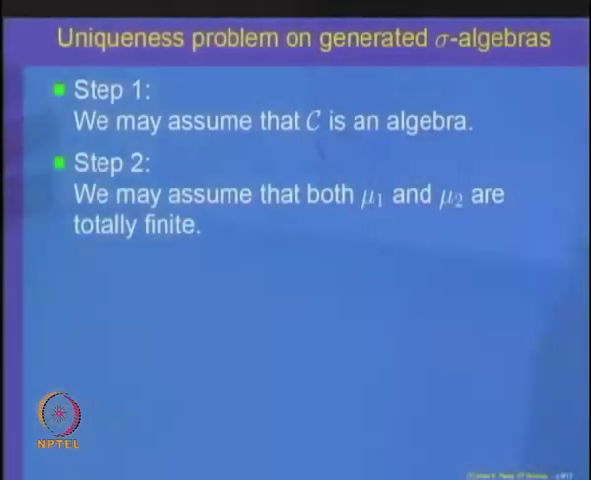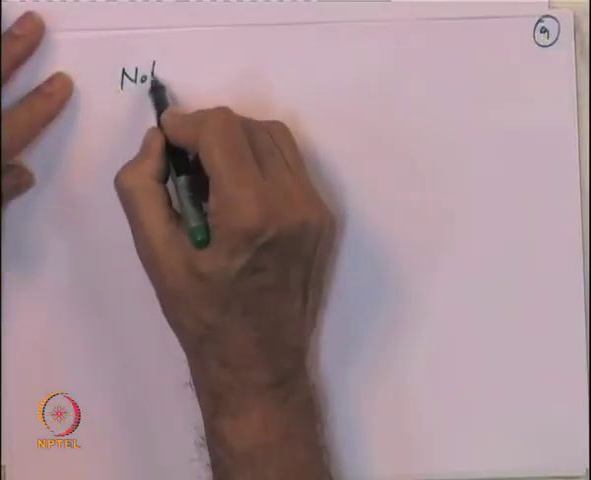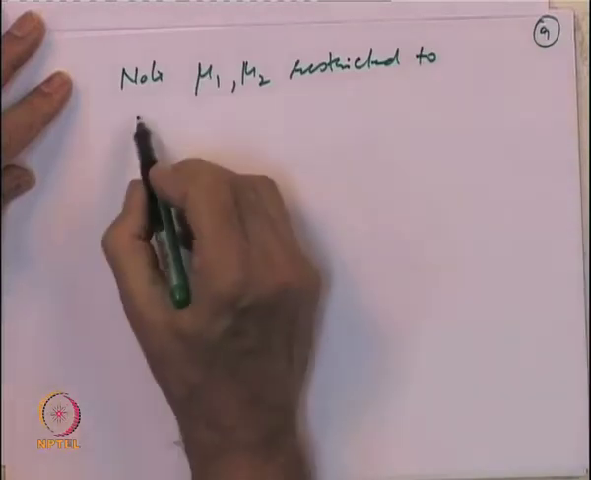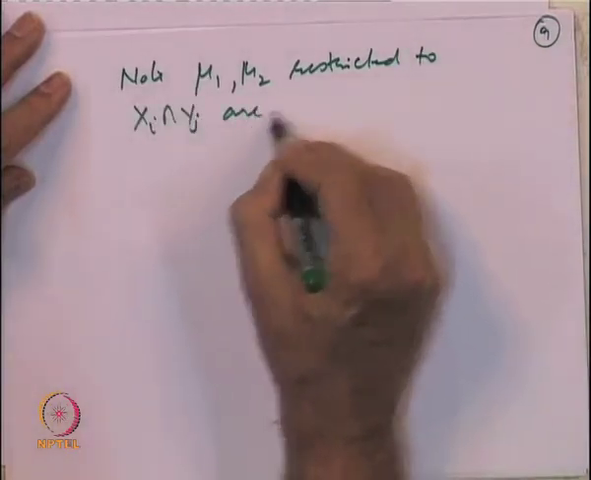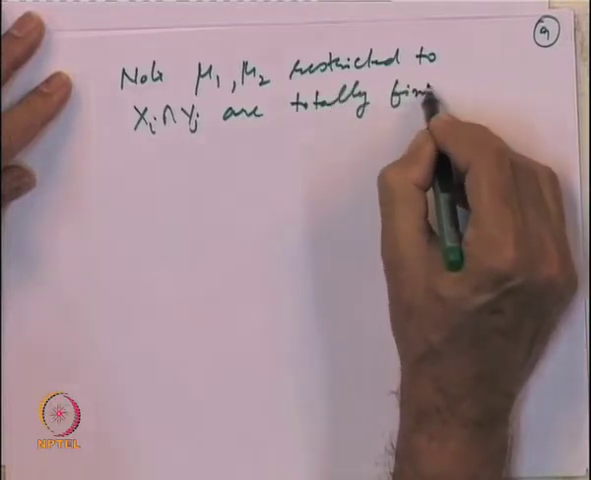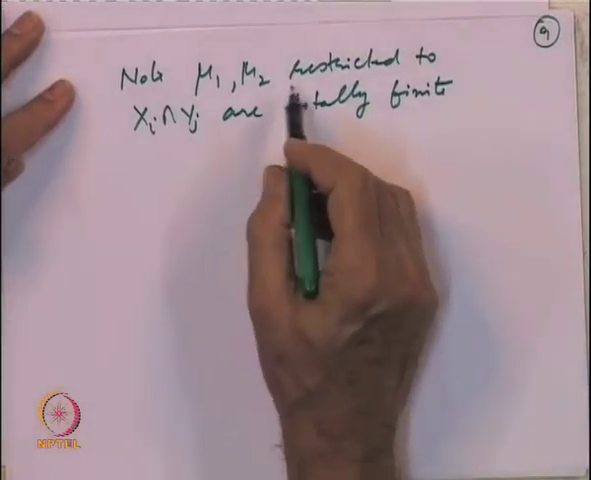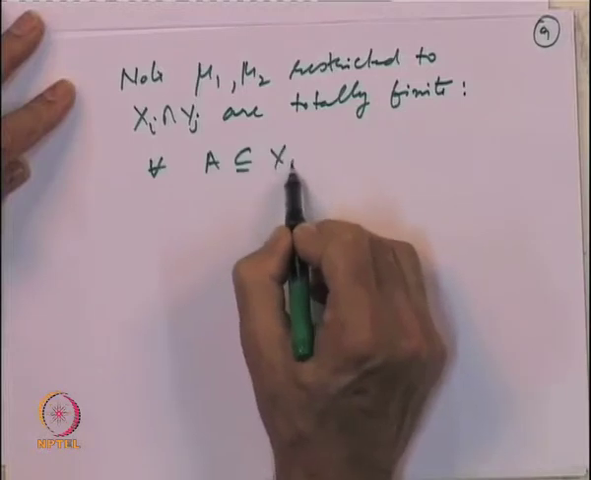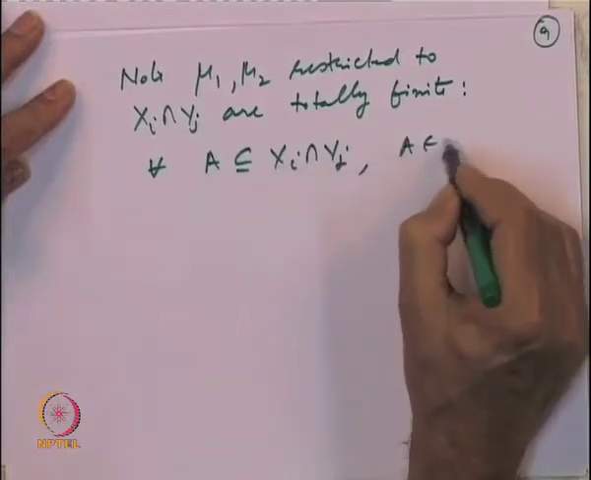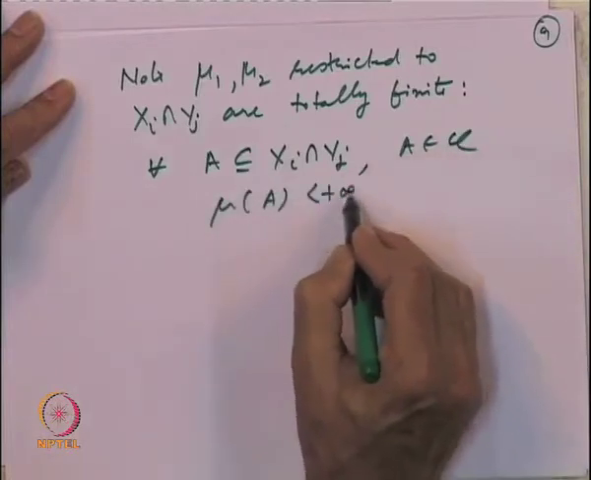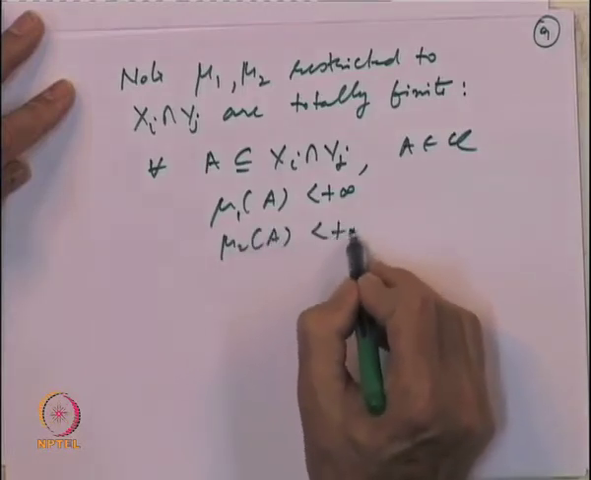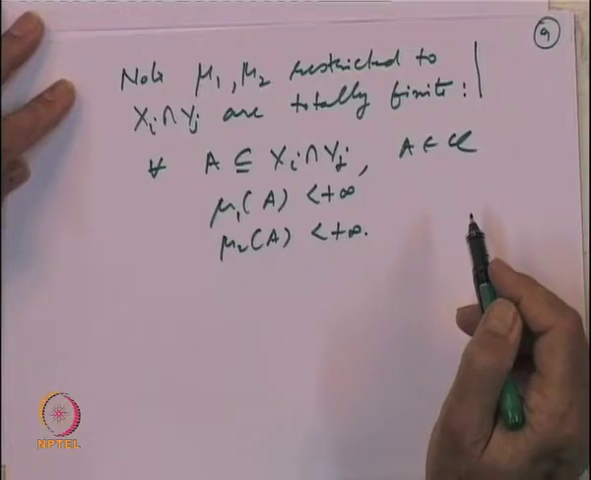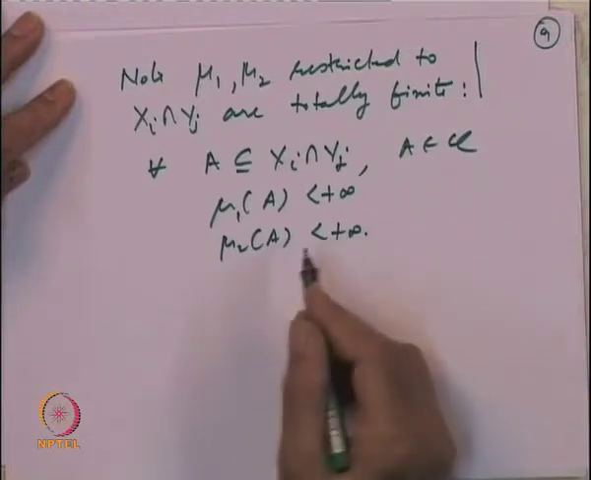And now, let us note the following observation. Mu 1 and mu 2 restricted to x i intersection y j are totally finite. What is the meaning of this statement? They are restricted. That means, for every A contained in x i intersection y j, A belonging to C, mu 1 of A is finite and mu 2 of A is finite. And for totally finite measures, we have already assumed that this statement is true, and we are trying to show it for our sigma finite case.